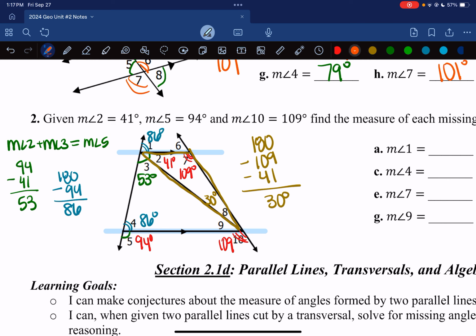Next, we could use the fact that 8, 9, and 10 all add to 180 because they all form a straight line. So we know the measure of angle 8 plus the measure of angle 9 plus the measure of angle 10 all add to 180 because they're all on that straight line. So we can do 180 minus 109 minus 30, which gives us angle 9, which is 41 degrees.